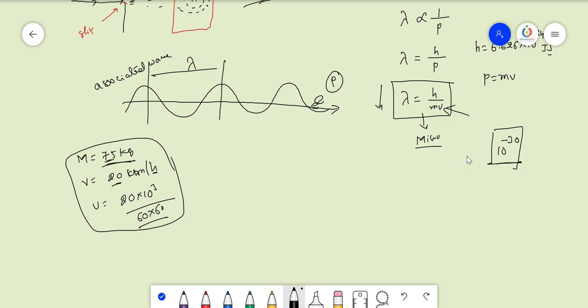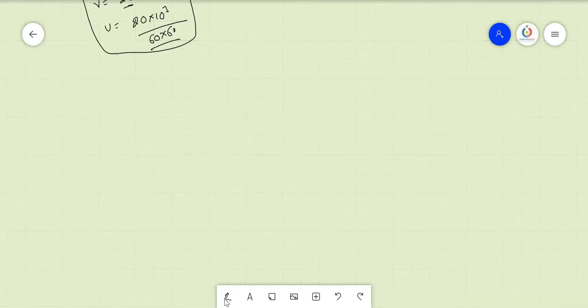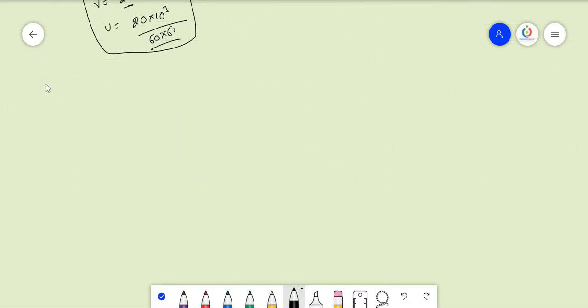So that is the reason why in the case of macroparticles the lambda value is negligible, hence we cannot see any associated waves. But in the case of microparticles, their mass may be very less, but velocity will be very high. So by substituting these values, we can get a considerable value for lambda. Now let us see how this particular de Broglie's concept can be used in different conditions and different particles. Let us see first of all kinetic energy.